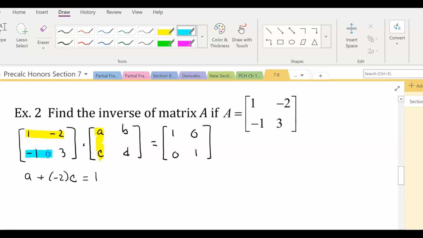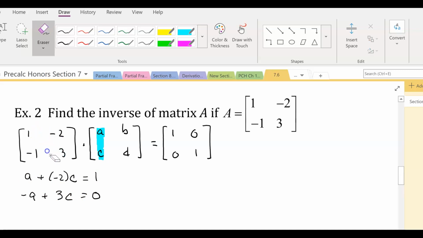All right, and then let's do the second row times the first column. So I have -1 times A, so that's -A, plus 3 times C. This is second row, first column, so we know that has to be 0. So here's a system of 2 variables and 2 equations, and we'll solve that in a minute.